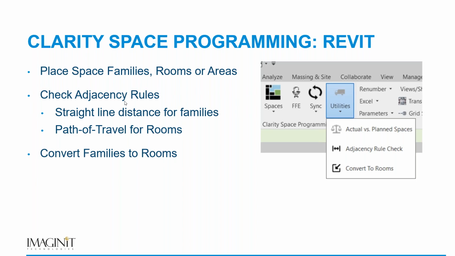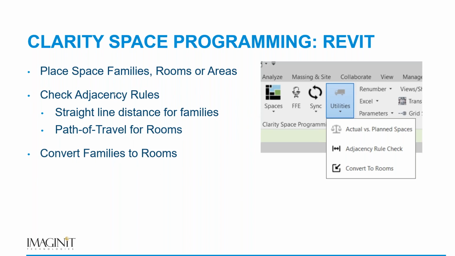So if you've got adjacency rules about what types of space need to be near to other spaces, or might be near to other spaces or should not be near to other spaces, we can check that adjacency. And when you're in the conceptual stage of just dropping blocks in place, we use just a simple straight line distance. But once you do have a more detailed design where we can get into corridors and that kind of thing, then we actually use Revit path of travel for the adjacency.